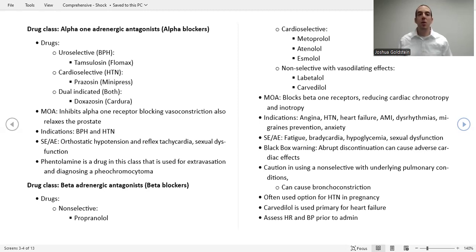The mechanism of action here we already discussed. It's a blocker of alpha-1. Alpha-1 causes vasoconstriction, so this blocks the vasoconstriction. For BPH, this also works by relaxing the prostate. What are these medications used for? We already covered BPH and hypertension. The main side effects with these medications are orthostatic hypotension and reflex tachycardia.